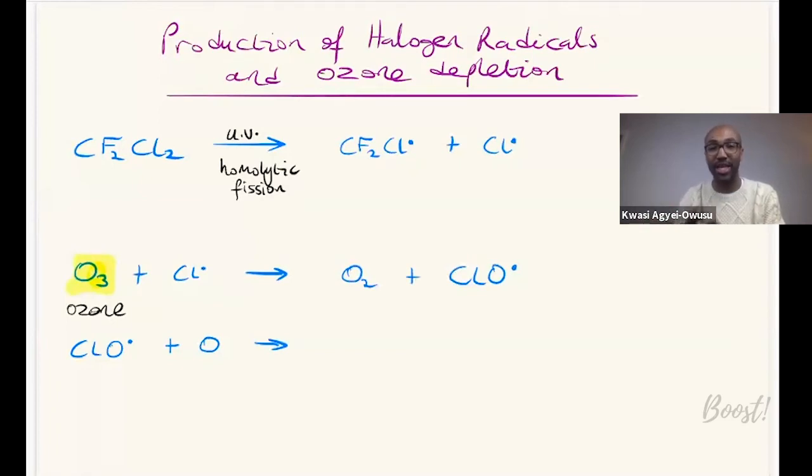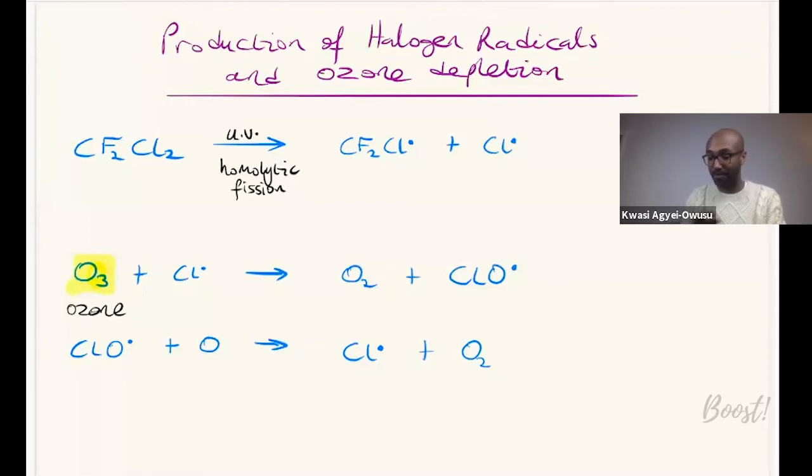And of course, over the years, the use of chlorofluorocarbons, such as the one we've got here, has been banned, and that has gone some way towards helping the ozone layer to recover. So if we finish our equations, if we react our chlorate radical with the oxygen atom, you're going to end up reforming your chlorine radical and an oxygen molecule.